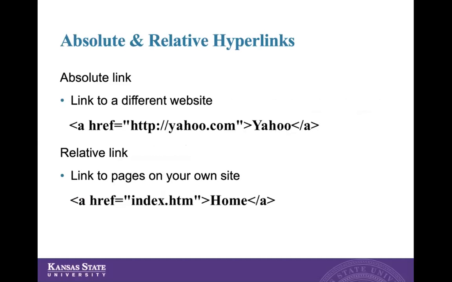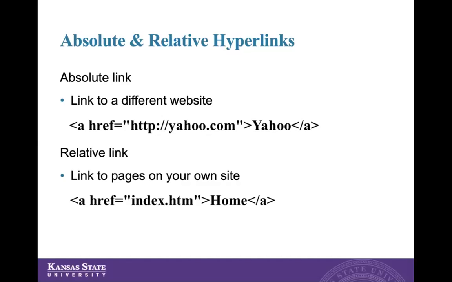There's a couple of different types of these links. Like I said, we could link to a specific URL that goes to a different website. That's what we call an absolute link, where we're typing out the complete URL address. The example there is if you wanted to go to Yahoo, within the quotation marks you would type out the full http://yahoo.com. And when you click on that, it's going to take you to that URL.